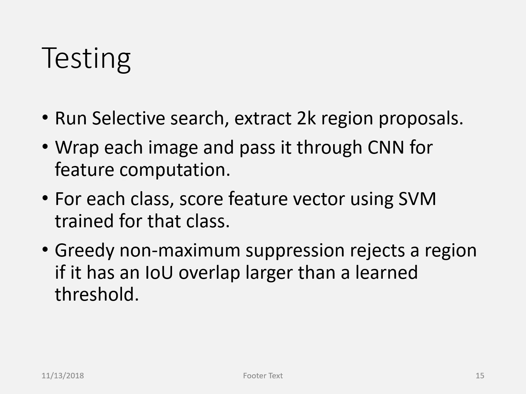Testing. So for testing, we run selective search as discussed in the previous slides. We extract 2000 region proposals, warp each image and pass it through the CNN for the feature computation. For each class, we score the feature vector using the SVM trained for that class, and a greedy non-maximum suppression rejects a region if it has an IOU overlap that is greater than the learned threshold. Which is a really important part here.